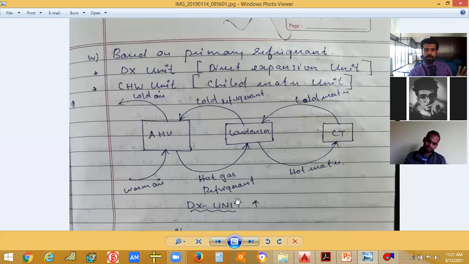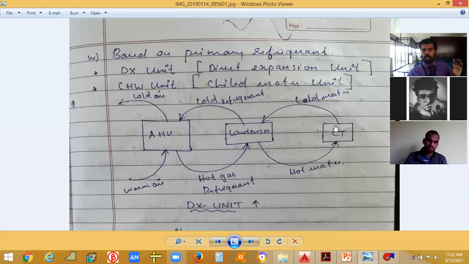This is a DX unit. Air handling unit is there. Warm air will be converted to cold air by the help of cold refrigerant that is passing through the AHU. When the warm air transfers its heat to the cold refrigerant, it will convert to hot gas refrigerant. This hot gas refrigerant has to be converted to cold refrigerant through a condenser. How is it being converted to cold refrigerant? By the help of cold water.